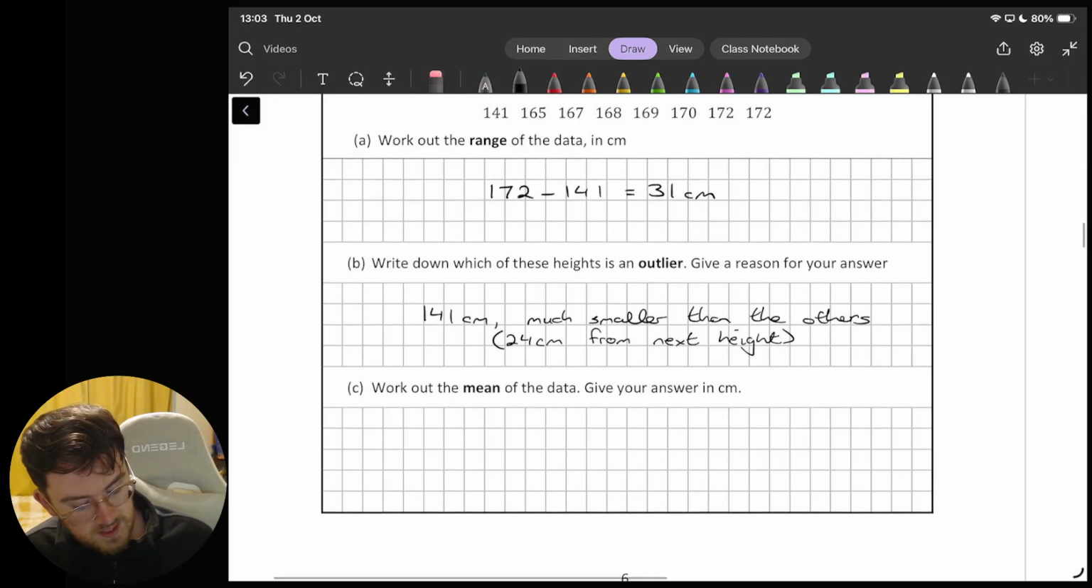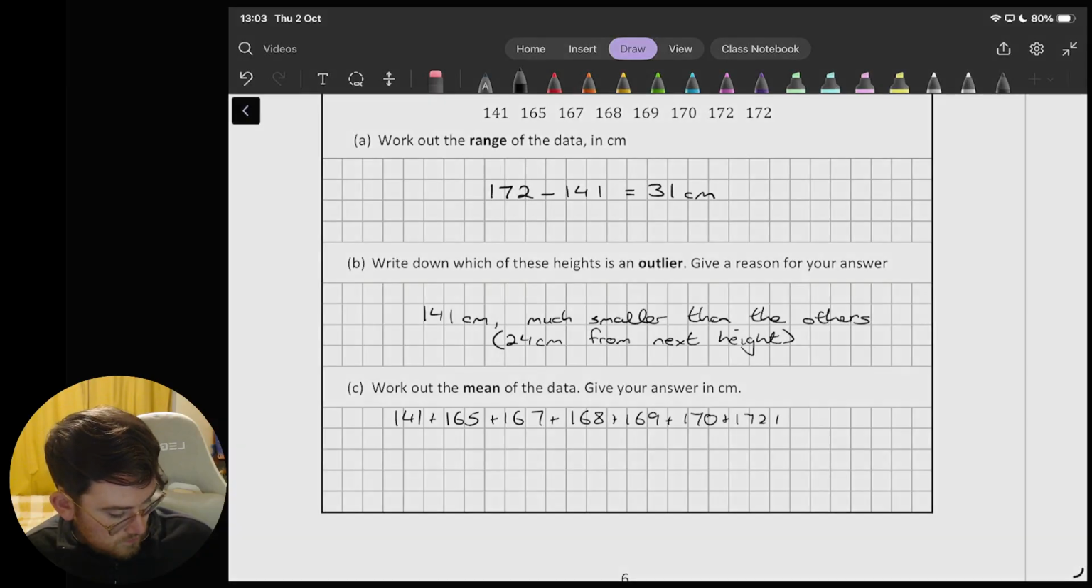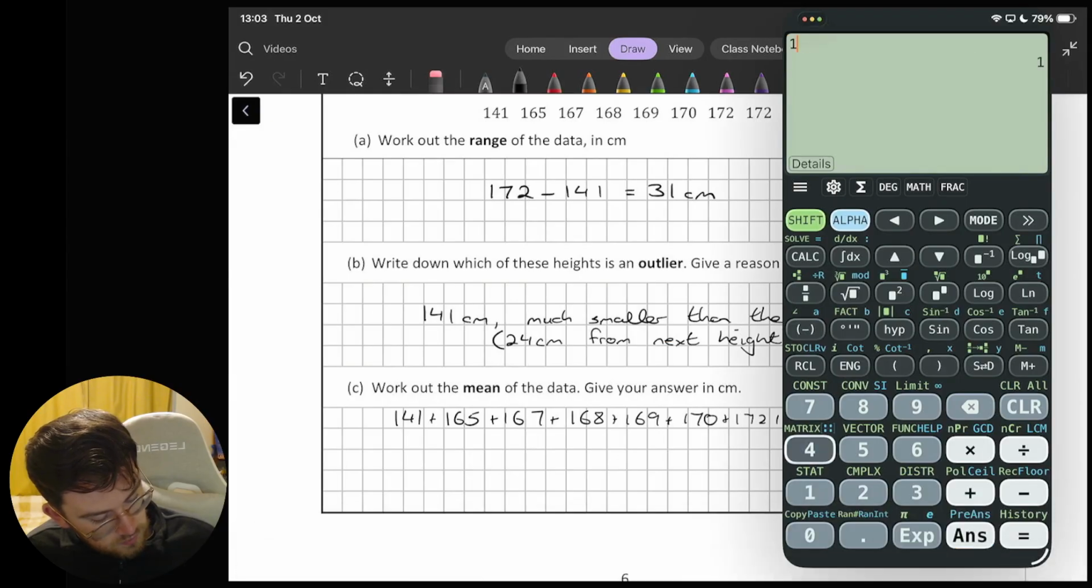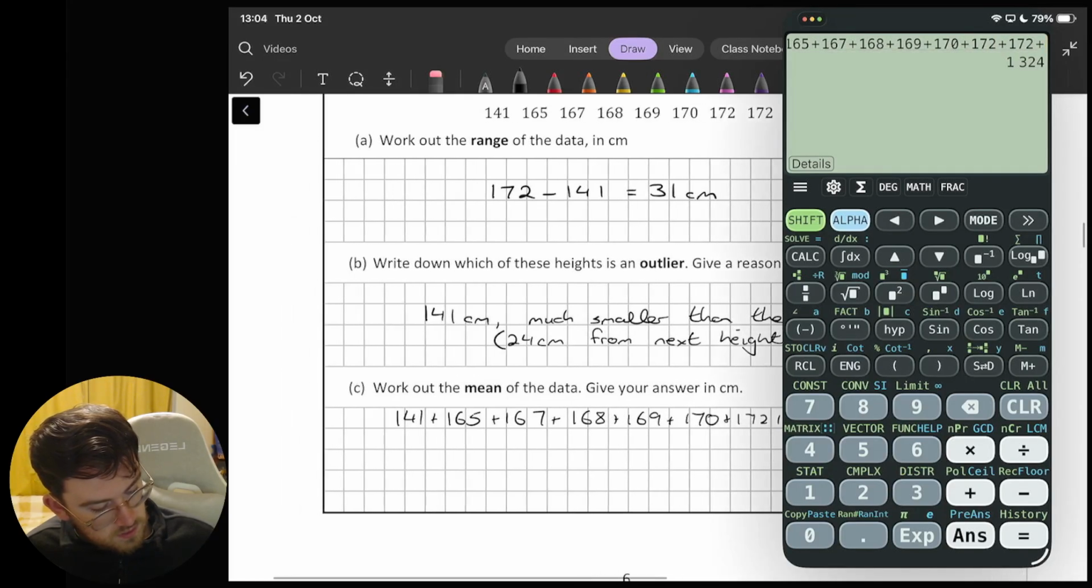Work out the mean of the data. So to work out the mean, we'll add them all together. 165, 167, 168, 169, 170, 172, 172. So let's get our calculator here. 141 plus 165 plus 167 plus 168. I've missed one there. 167, 168, 169, 170, 172, 172. So we've 1324.